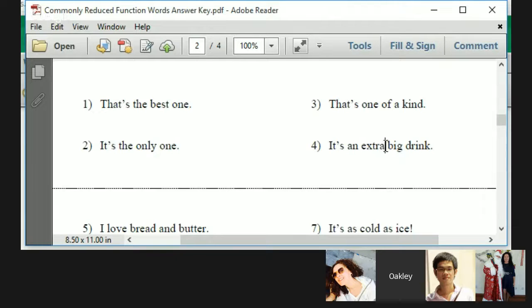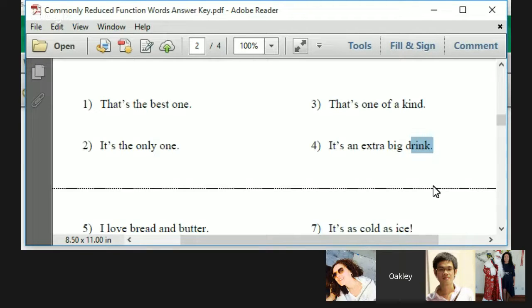However, remember that we have here adjective, adjective, noun. So we actually slow down a little. It's an extra big drink. We actually slow down the pace slightly. Okay. It's an extra big drink. It's an extra big drink. So "it's an" are very, very fast. It's an extra big drink.